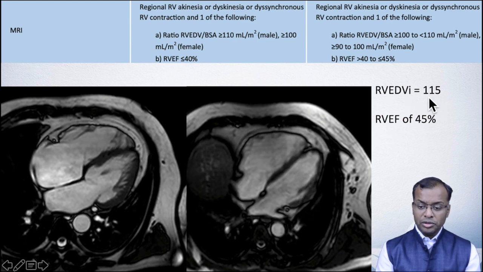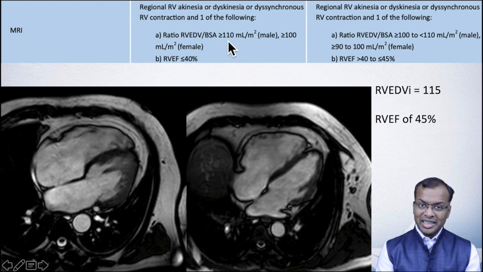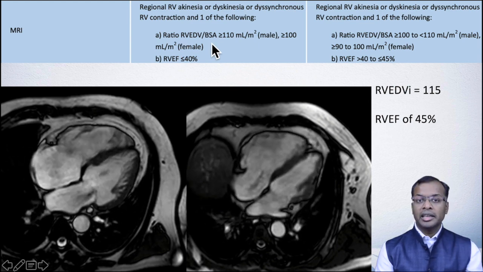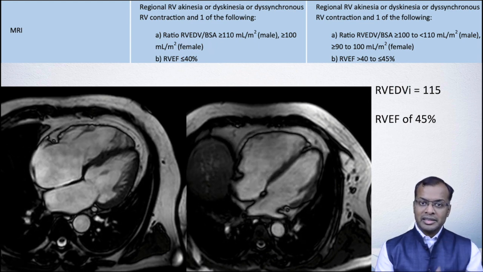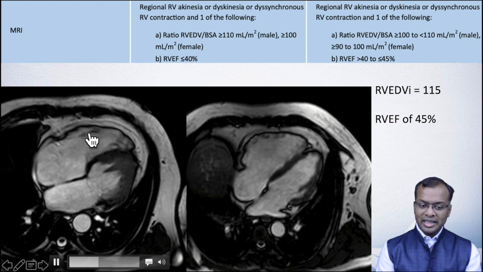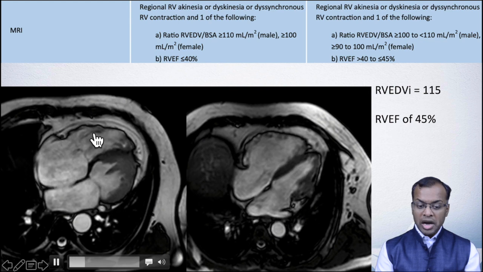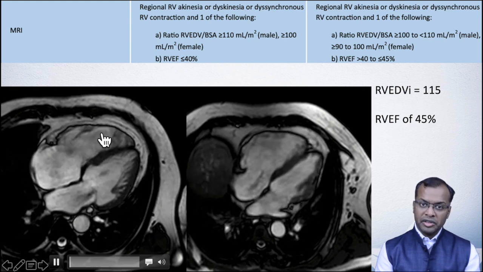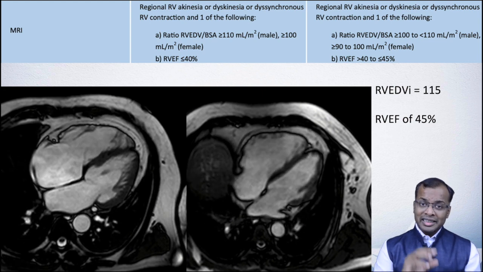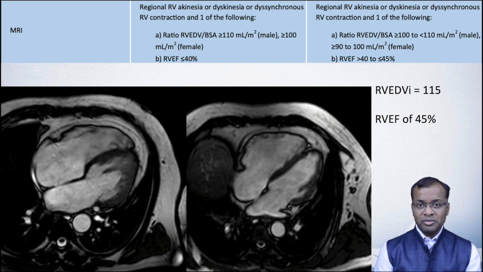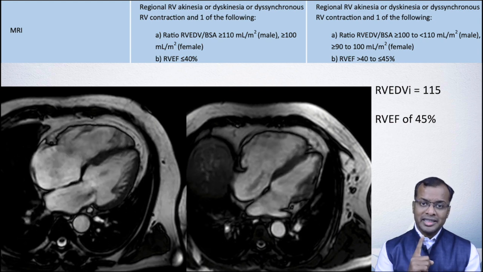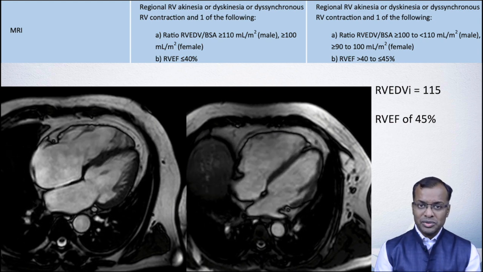If you look at the volume criteria, volume of more than 110, this certainly fits into that major criteria where there is increased RV dimensions and there is wall motion abnormalities. These are called early microaneurysms in the RV free wall. So the report would go in this patient as the CMR features are suggestive of ARVC and satisfy one major criteria of the revised task force criteria.